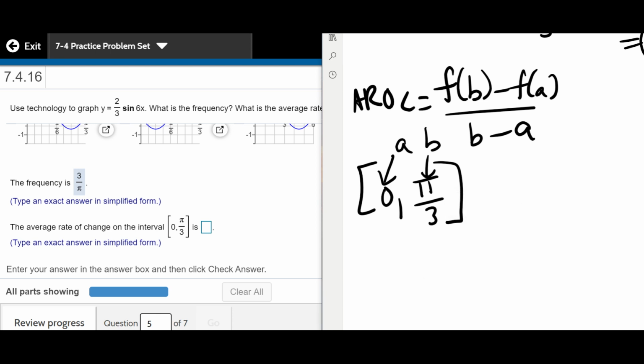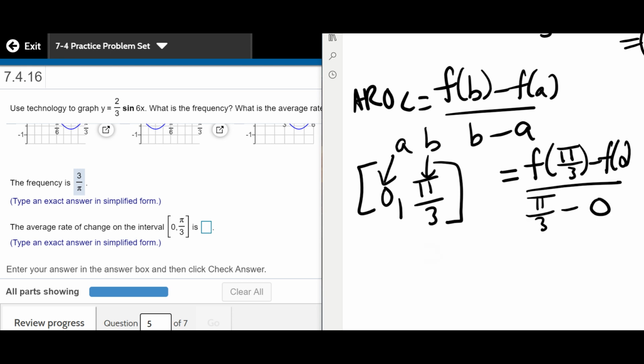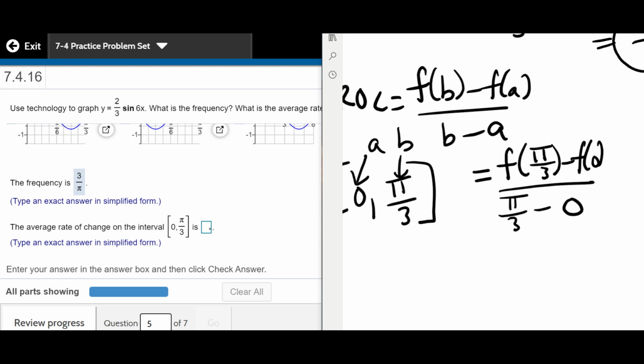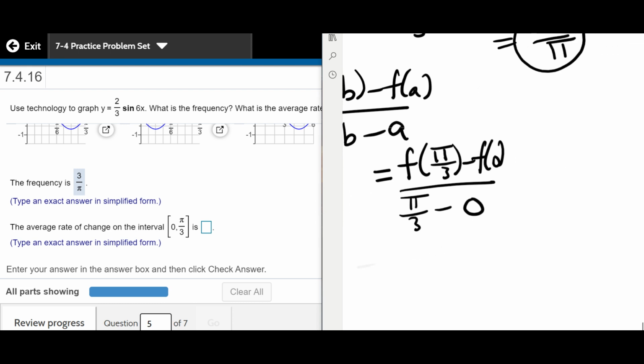So basically, to do the average rate of change, we do f of pi over 3 minus f of 0, divided by pi over 3 minus 0. And that's how you do it. But we know pi over 3 minus 0 is just going to be pi over 3.